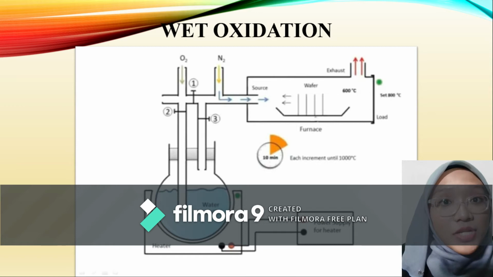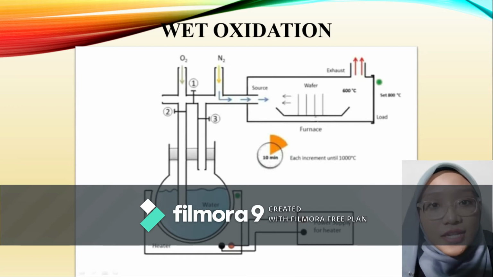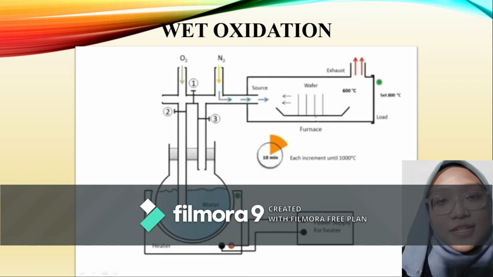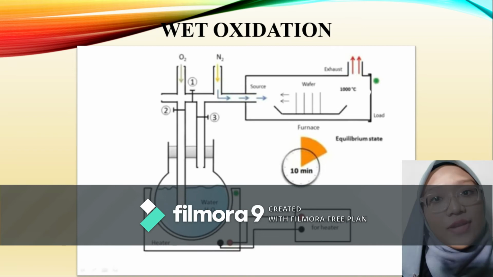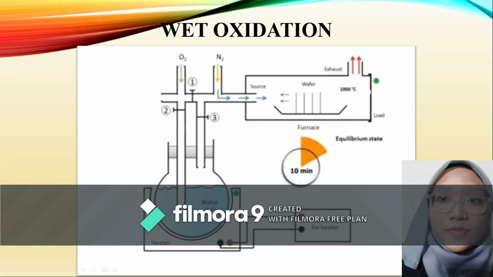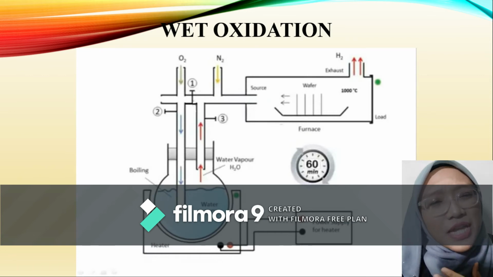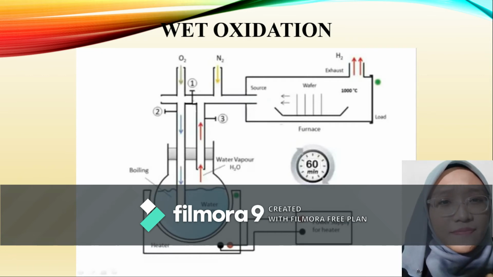Next, set the temperature master control at 800 degrees Celsius and increase the temperature gradually until 1000 degrees Celsius with an increment of 200 degrees Celsius each time. After it reaches the set point, wait 10 minutes for the system to reach the equilibrium state. Close the nitrogen gas valve. Then we need to ensure that the water has boiled and the water vapor is produced.